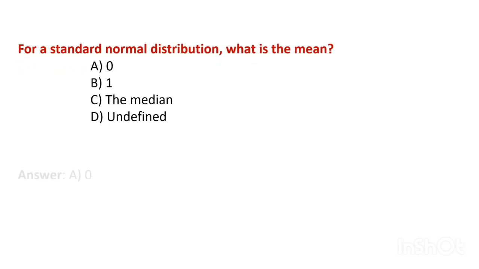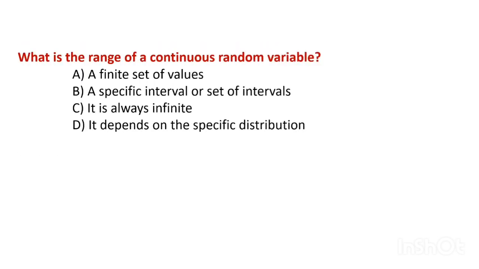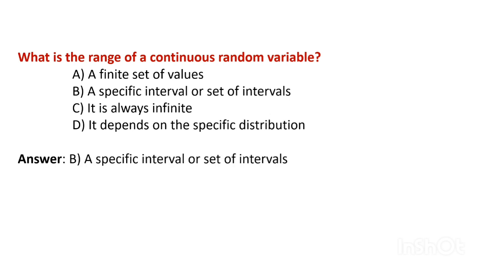For a standard normal distribution, what is the mean? A standard normal distribution has mean 0 and variance 1. In this case, the mean, the correct answer is A, that is 0. What is the range of continuous random variable? The range of continuous random variable is usually an interval or union of intervals of the real numbers. The correct answer is B, that is a specific interval or set of intervals.